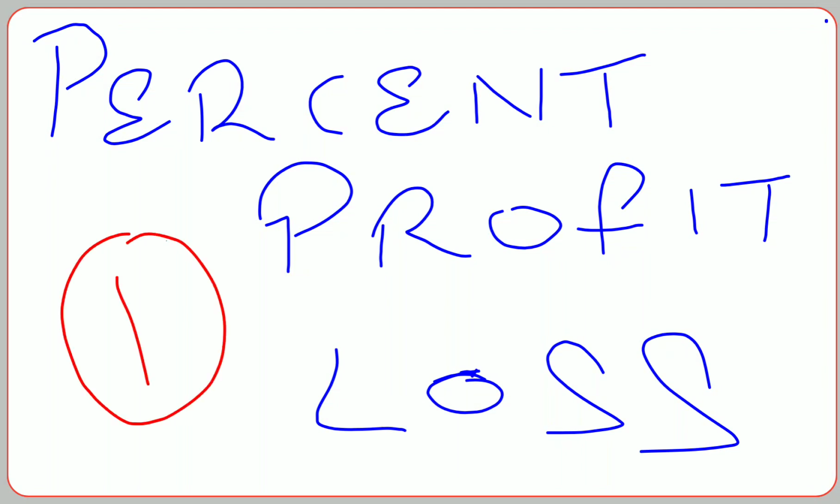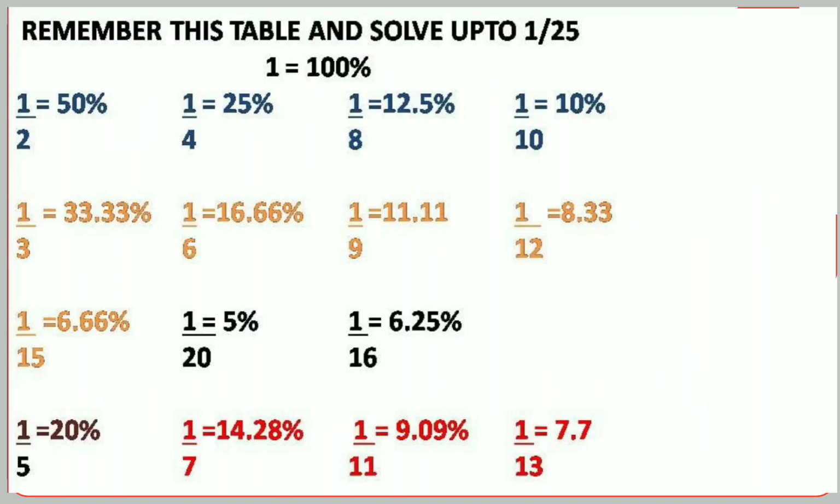And remember, guys, this is the base of all the shortcuts of arithmetics and percentages, profit and loss. So, let's begin this course. First thing is this is a very important table, and this table is the backbone of profit and loss. In this, we work with unit 1, and we take 1 as 100%.